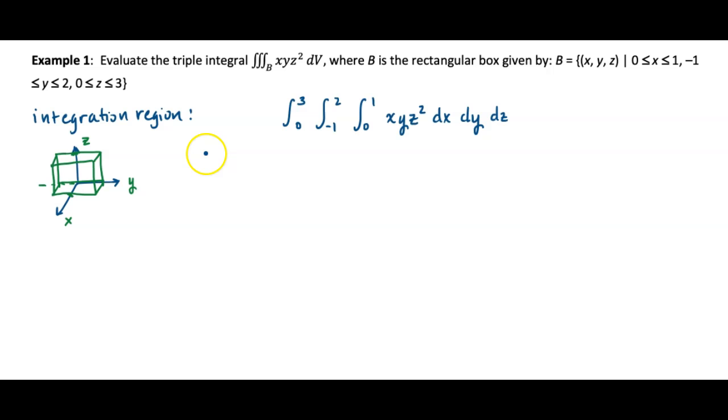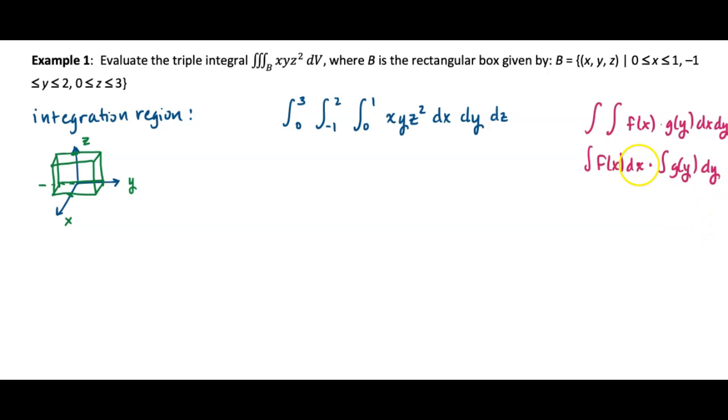Now we have this one theorem that says that if we have something written in the form of f of x times g of y dx dy, then we can break this up into the integral of f of x dx times the integral of g of y dy. The same thing applies to 3 dimensions as well. So in 3 dimensions, we can break this up because we can write this as a function of x times a function of y times a function of z. This is just going to save us a little bit of time in the long run.